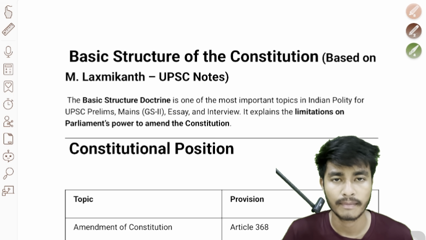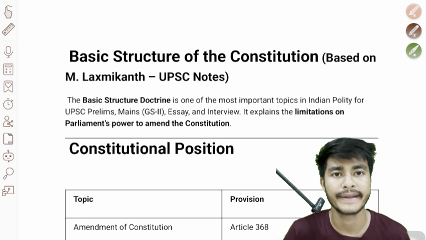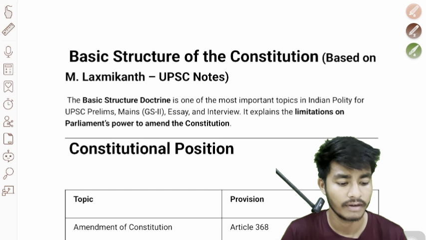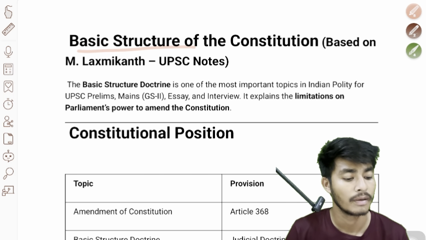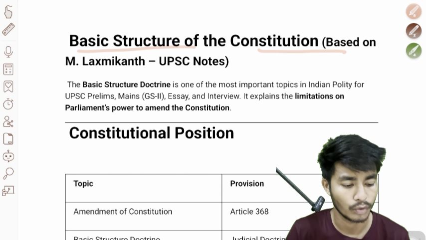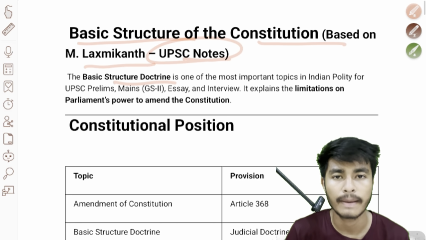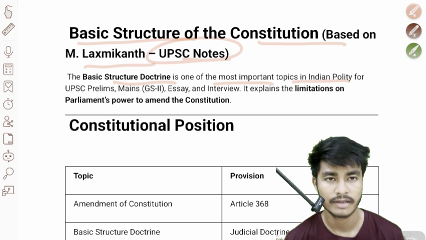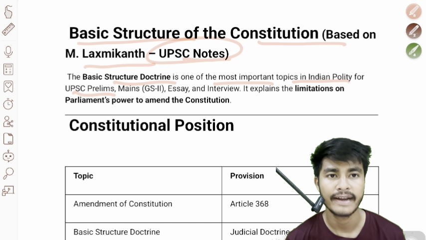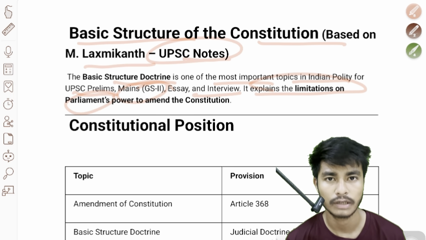So today we'll discuss the basic structure of our Indian Constitution. So let's begin. Here we will discuss the basic structure of our Indian Constitution based on M. Laxmikant and UPSC notes. The basic structure doctrine is one of the most important topics in Indian polity for UPSC prelims, GS2, essay and interview. It explains the limitation on parliamentary power to amend the constitution.